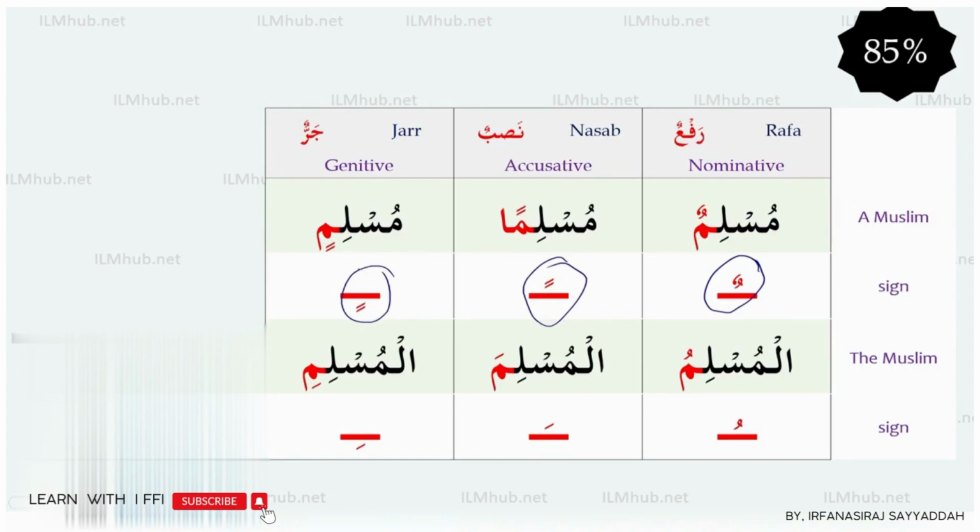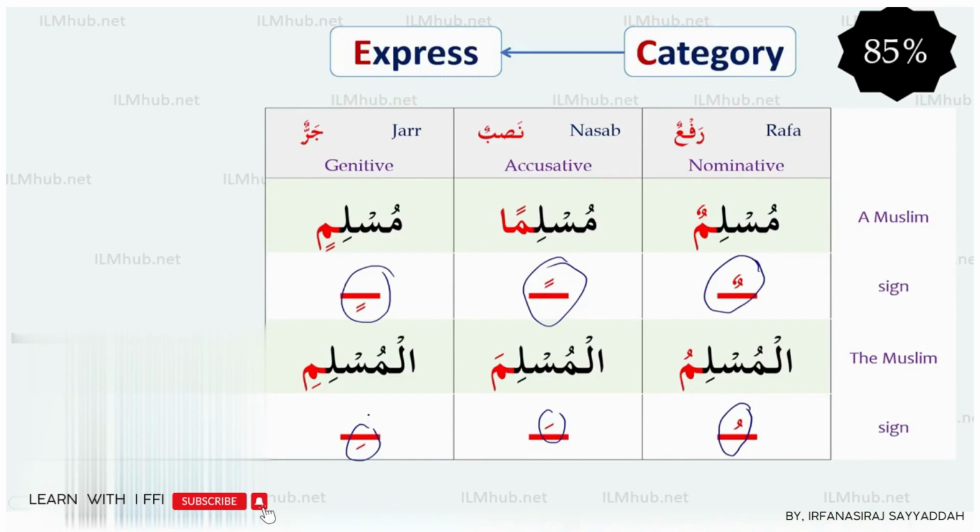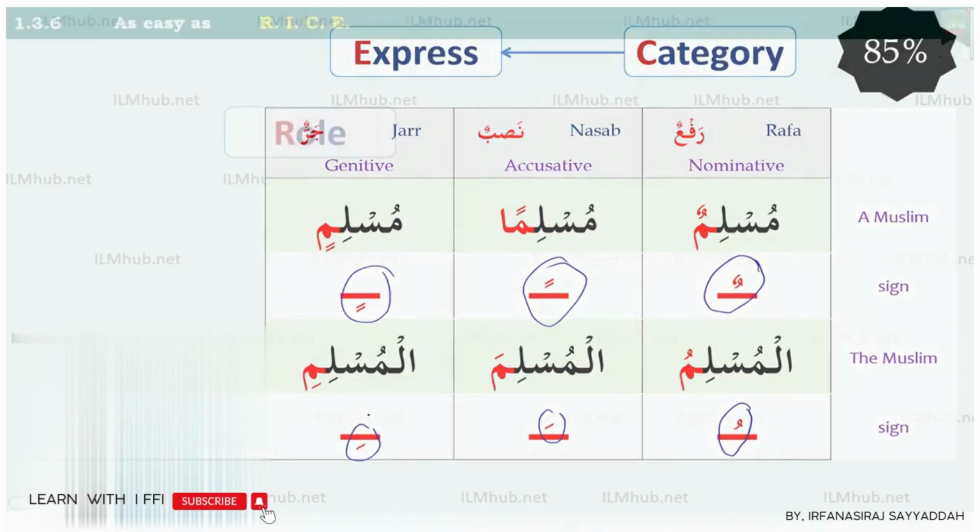When you add al to a word that has tanween, of course the tanween will disappear and you're left with u, a, and i. The i'rab is the same. It is the al that has made the tanween disappear. So 85% of the categories of ism will express their i'rab using un, an, and in.